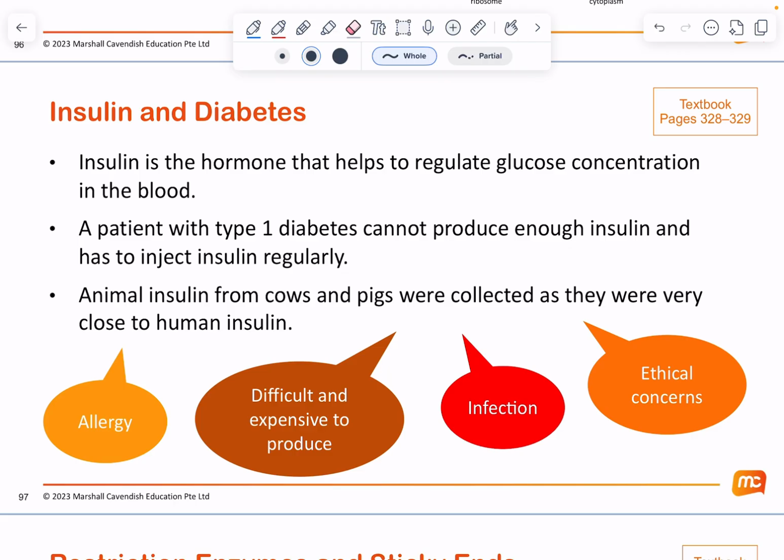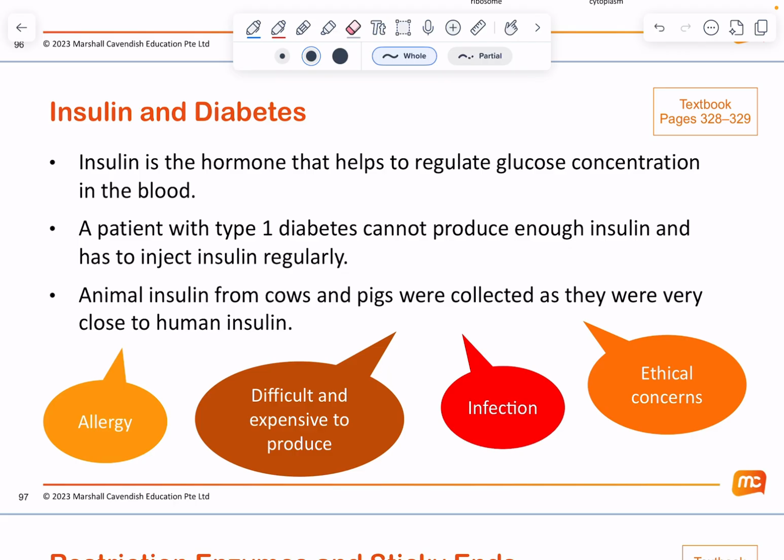So this is different from the one where you get the disease later in life, but this is one where, as on birth, you already have it. So this is type 1. And the animal insulin from cows and pigs is usually collected as it is very close to human insulin.